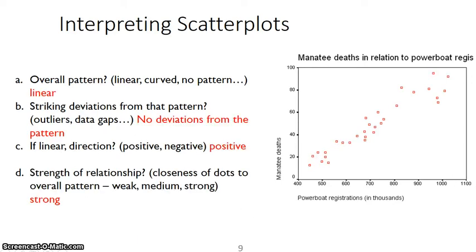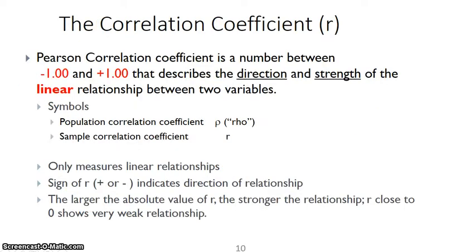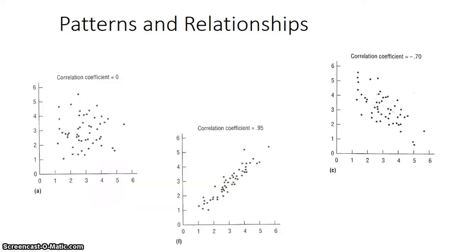The manatee deaths in relation to powerboat registrations would be linear. There are no clear deviations from the pattern. It is positive and strong. The correlation coefficient, known as R, describes the strength and direction of the linear relationship. Positive or negative describes the direction, and the absolute value describes the strength. The weaker the relationship, the closer that absolute value is to zero. These three graphs show you the R value and scatter plot. You can get a sense of direction, positive or negative, and strength, strong to weak, from these graphics.